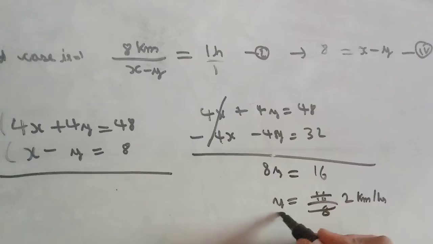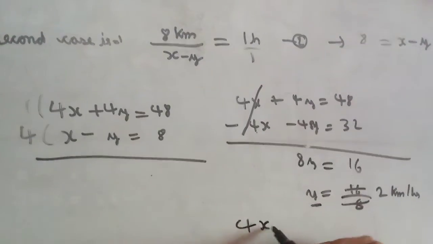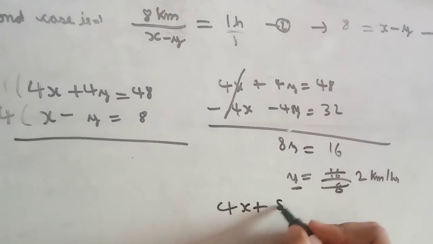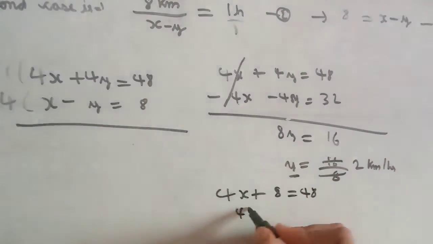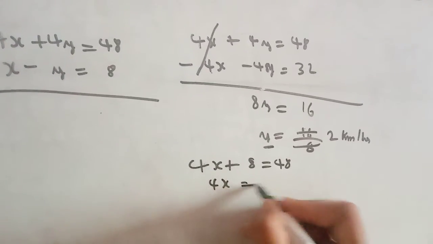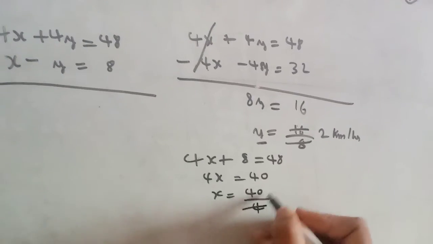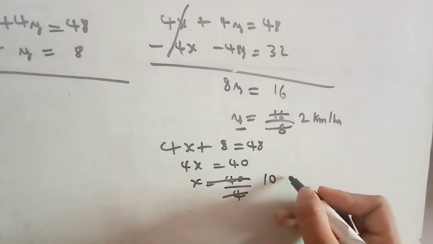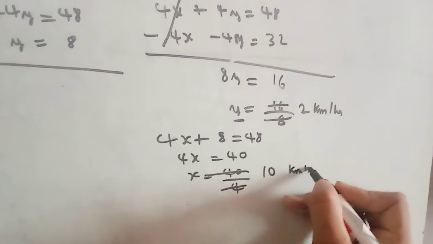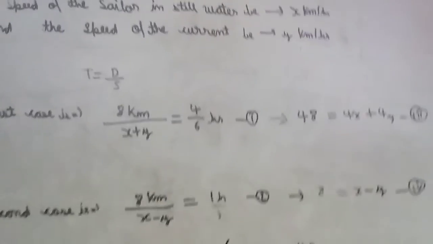Now put the value of y in any equation. So I am putting the value of y: 4x plus 4 2s are 8 is equal to 48. So 4x is equal to 40, when 8 goes to the other side it becomes minus. So x is equal to 40 upon 4, 4 10s are 40. Our x is equal to 10 kilometer per hour. So the still water speed will be 10 kilometer per hour, and the current will be 2 kilometer per hour.